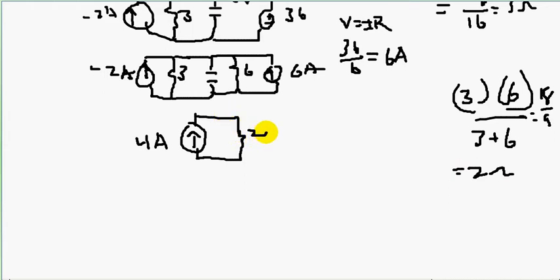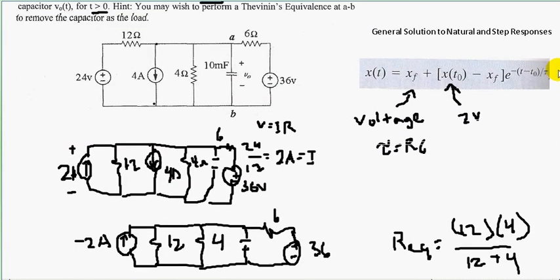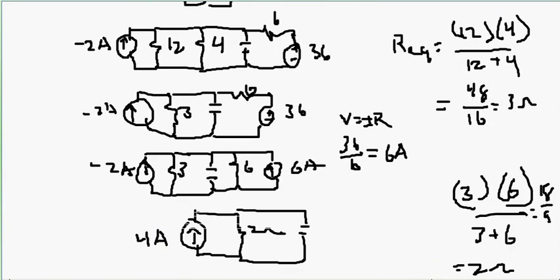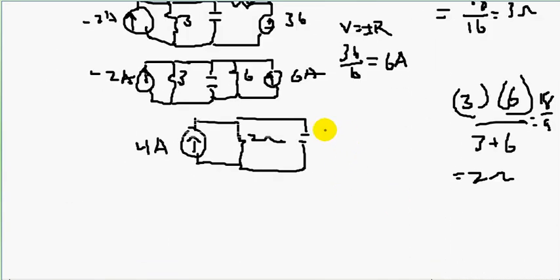So a 2 ohm resistor and our capacitor. What is the value of our capacitor? 10 millifarads.